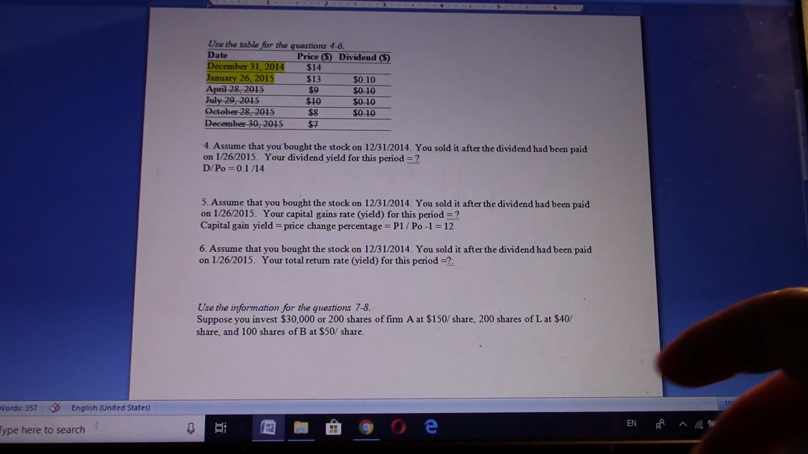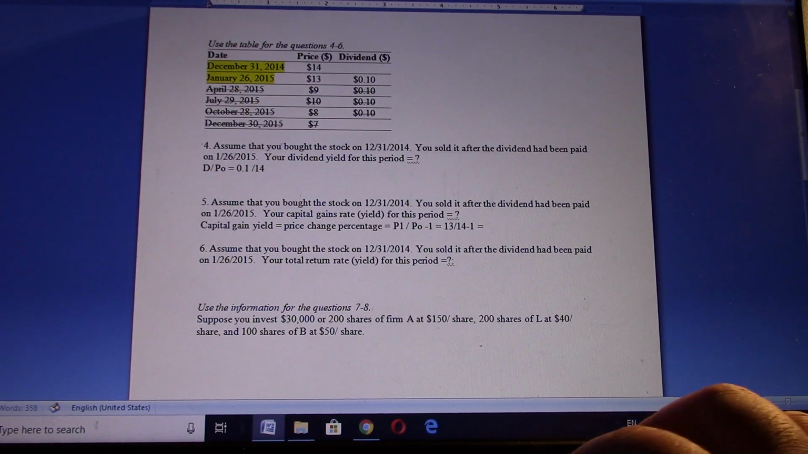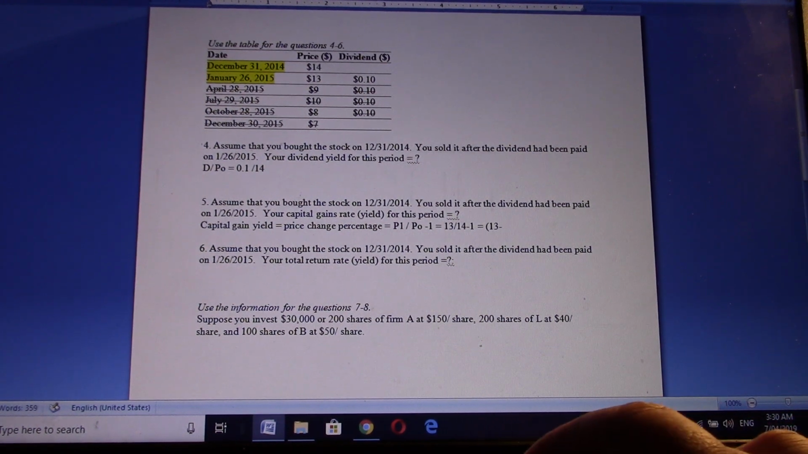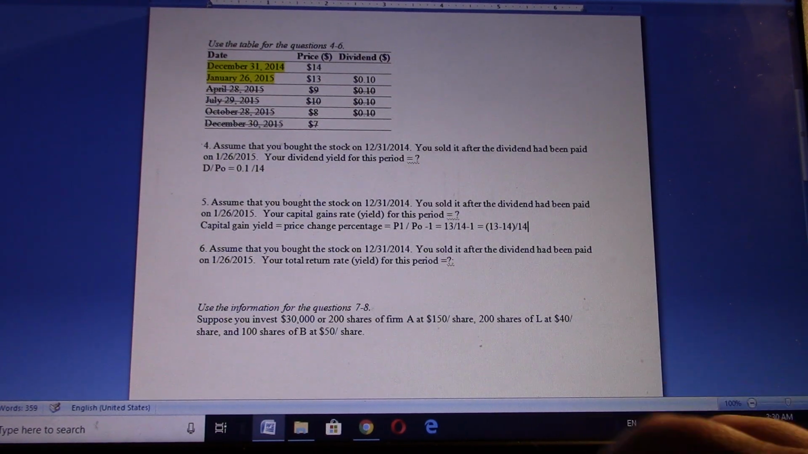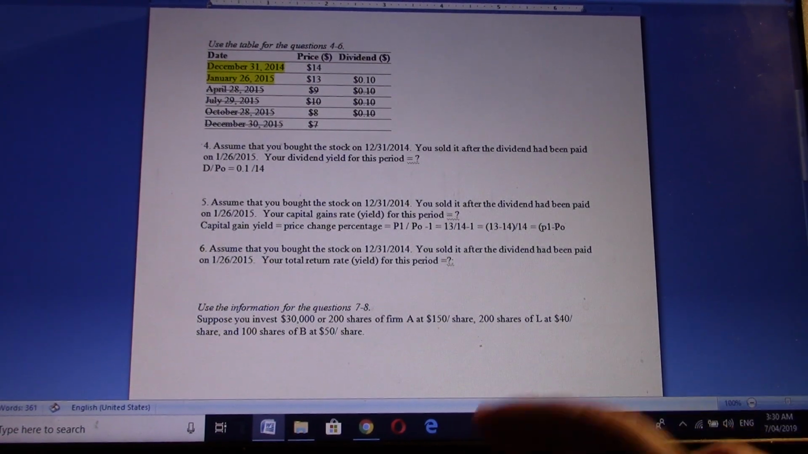So it should be 13 over 14 minus 1. Or you can use the difference between the selling price and the purchasing price and divide it by the purchasing price. The equation will be P1 minus P0 over P0. That could also give you the same answer for capital gain yield.